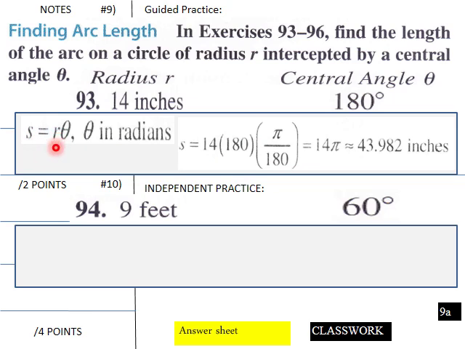S equals r times theta, and theta would be in radians. We're going to convert 180 into radians here. Here's our conversion factor. These will cancel, so it'll be 14 pi radians, and 14 pi is 43.982 inches for this situation.